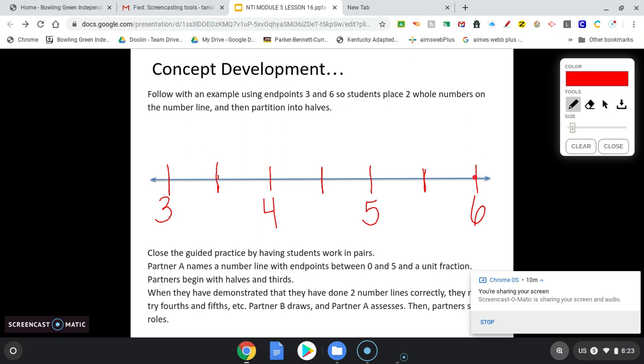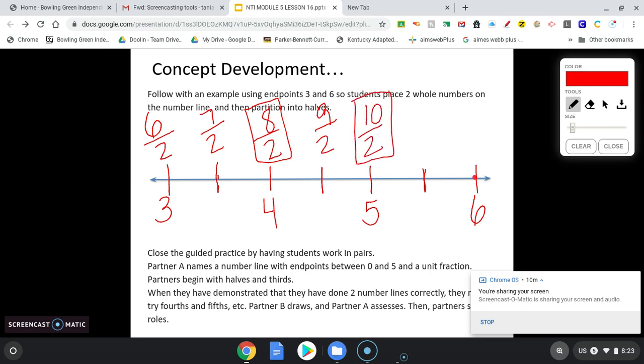So if I have 3 wholes, and I know my fractional unit is halves, I know that if I count by 2's 3 times, I'm going to get 6. 2, 4, 6. So I have 6 halves, 7 halves, 8 halves. So 8 halves is equal to 4 wholes. 9 halves, 10 halves. So 10 halves is equal to 5 wholes. 11 halves and 12 halves. So 12 halves is equal to 6 wholes. So we have shown our equivalent fractions, the fraction that's equivalent to the whole.